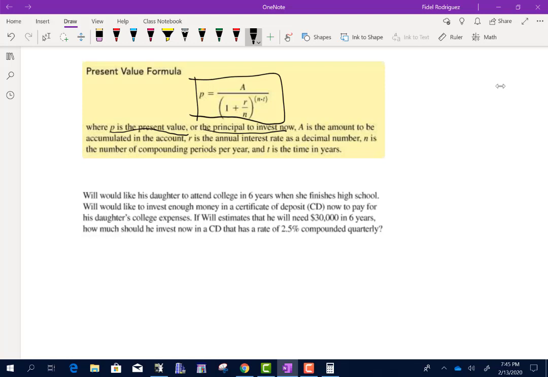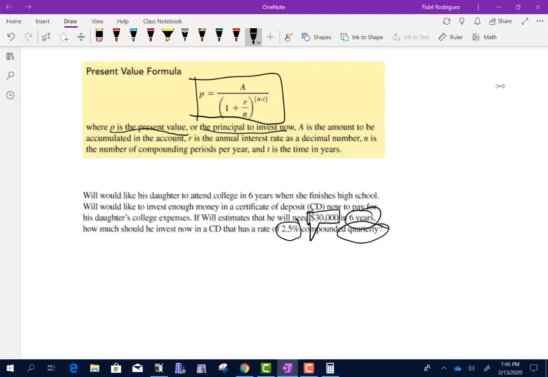Okay, so let's take a look at this first problem, see if we can't figure it out. It says Will would like his daughter to attend college in 6 years when she finishes high school. Will would also like to invest money in a certificate of deposit now to pay for his daughter's college expenses. If Will estimates he's going to need $30,000 in 6 years, how much should he invest now in a CD that has a rate of 2.5% compounded quarterly? All right, so the difference between the compound interest formula and the present value formula.